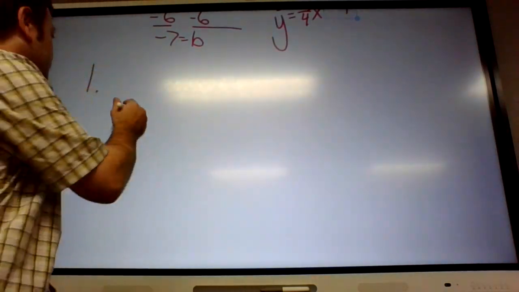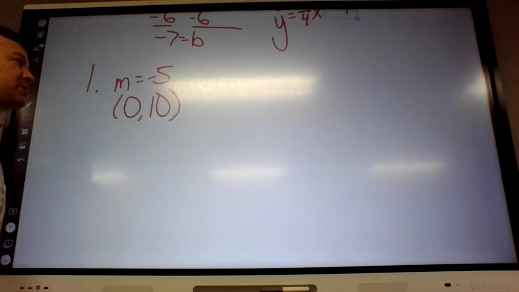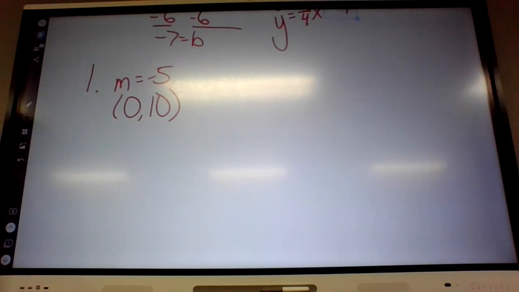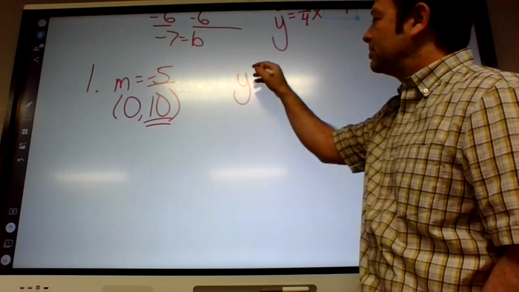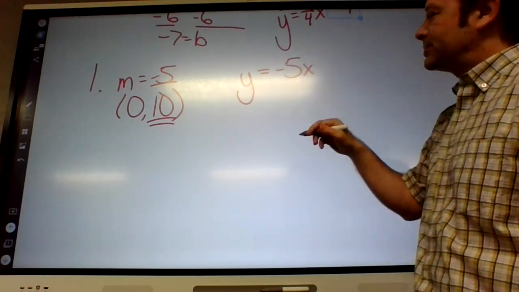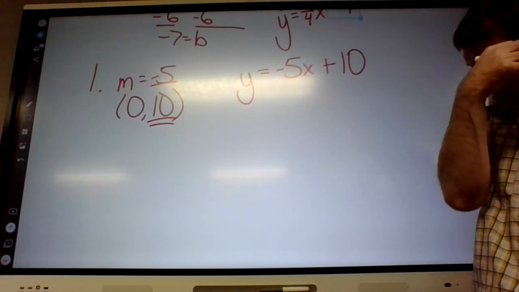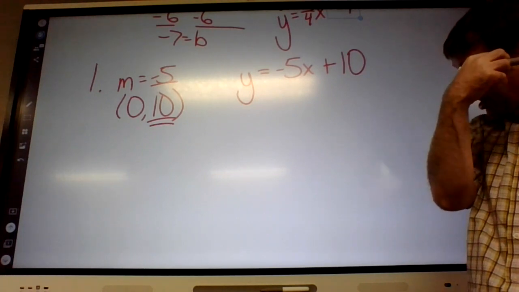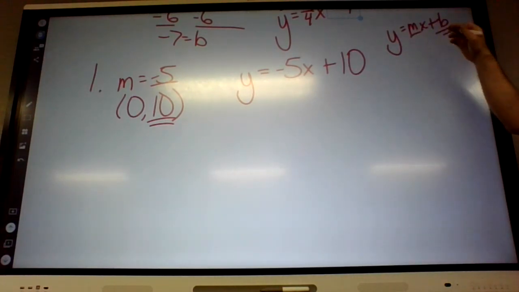Number 1. Okay, so we want a slope of -5, and the line needs to go through the point (0, 10). Well, what's special about the point (0, 10)? It's the y-intercept. If it's 0 something, that means it's on the y-axis. So really, this is the slope, and this is the y-intercept. So the equation is going to be, put the slope in front of the x, and then put plus the y-intercept. So the general way that they write this is y equals mx plus b. The m is the slope, the b is the y-intercept.